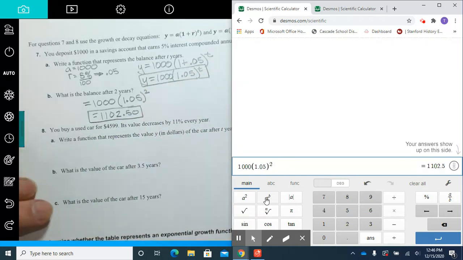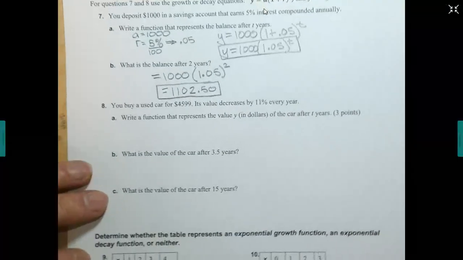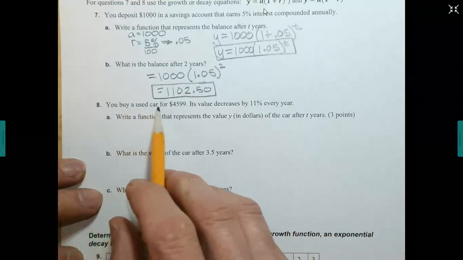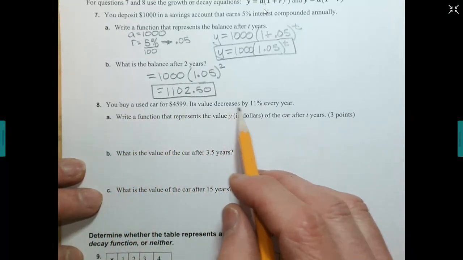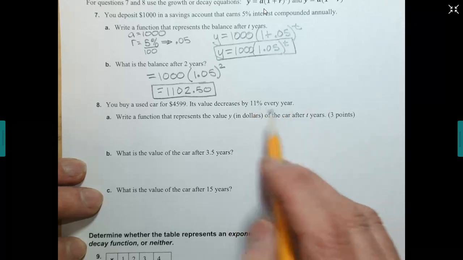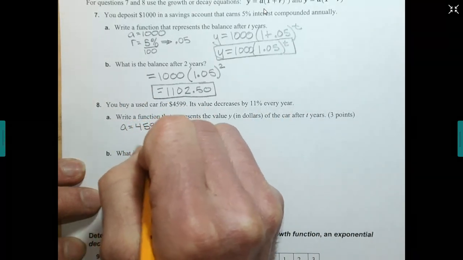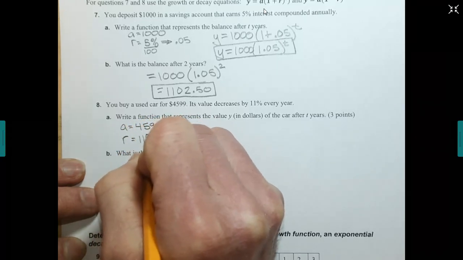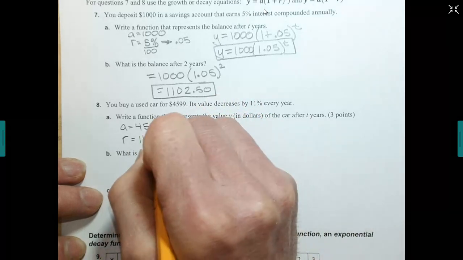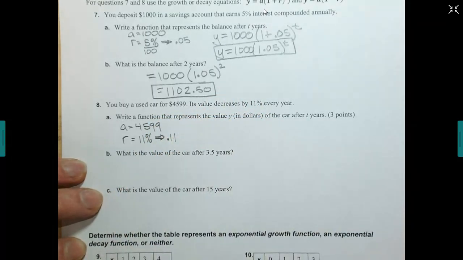There's my equations. All right. You buy a used car for $4,599. Its value decreases by 11% every year. So my initial value is $4,599, and my rate is 11. My decay is 11, which is 0.11.